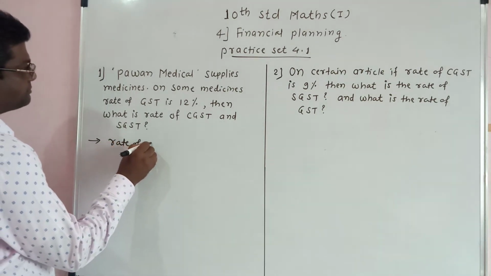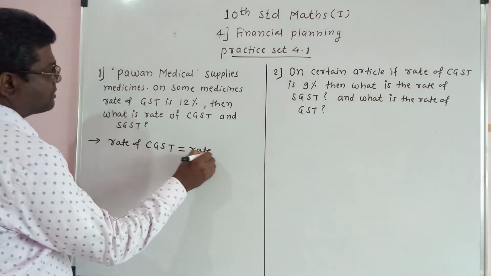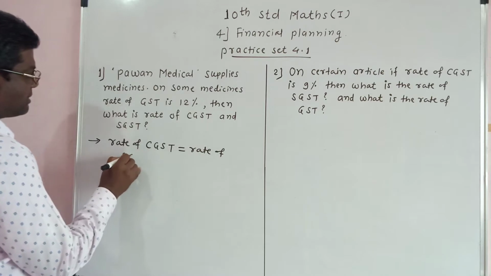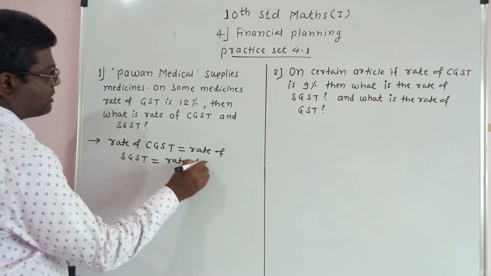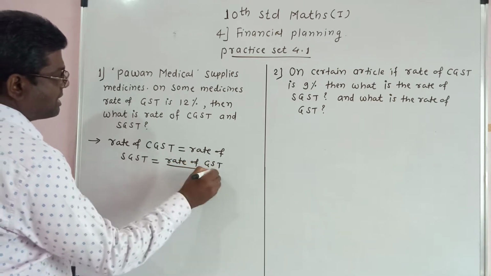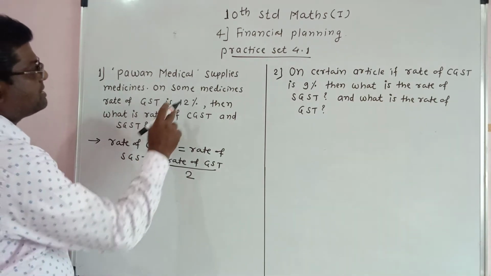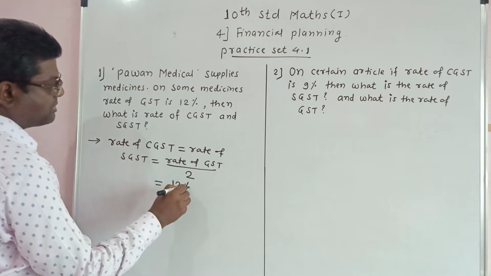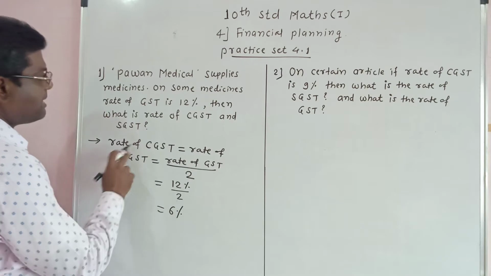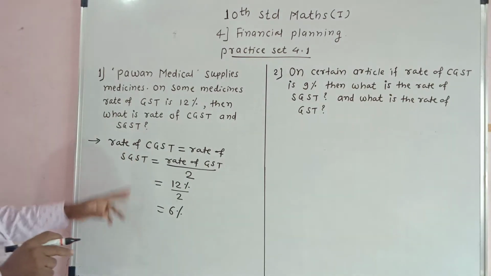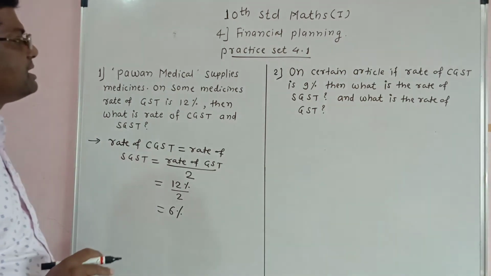Rate of CGST is equal to rate of SGST is equal to rate of GST upon 2, and here we have given rate of GST 12%, therefore 12% upon 2 is equal to 6%. Therefore rate of CGST and rate of SGST are 6%, it is half of rate of GST.